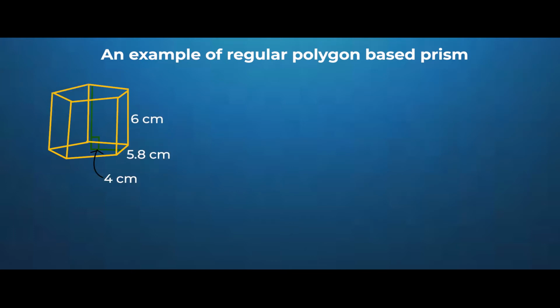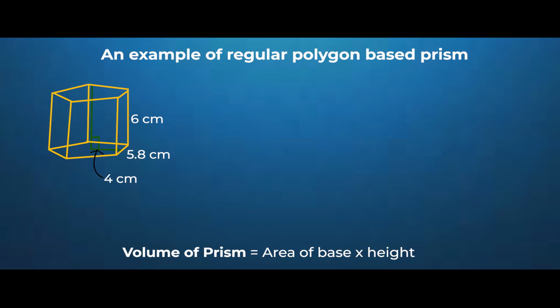Let's consider an example of regular polygon-based prism. Here we have a regular polygon-based prism. We can call this prism a pentagon-based prism. So how can we calculate the volume of this pentagon-based prism? We can calculate it as area of the base by height of the prism. In the diagram, the height of the prism is 6 centimeter and the length of the side is 5.8 centimeter and its apothem is 4 centimeter.